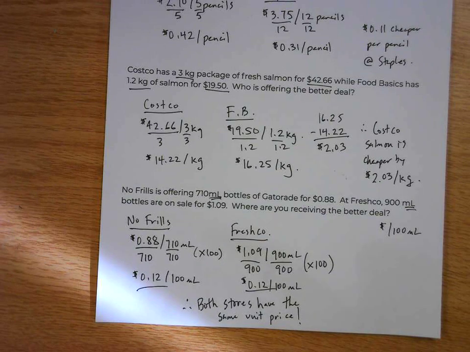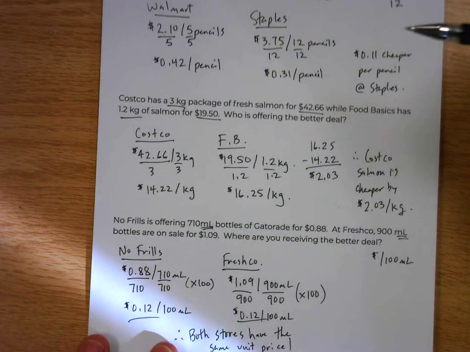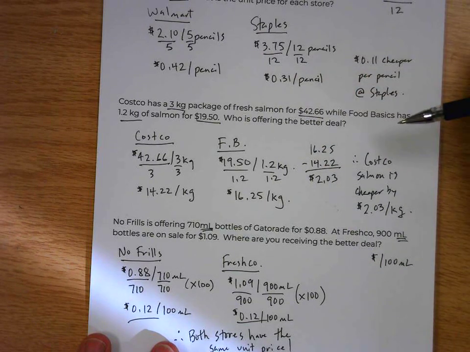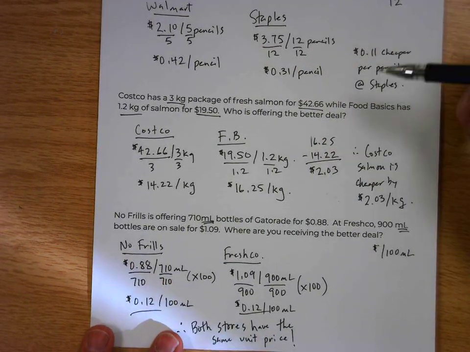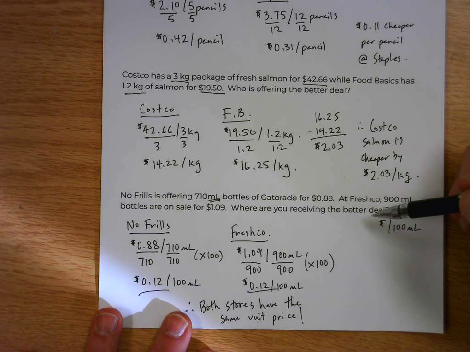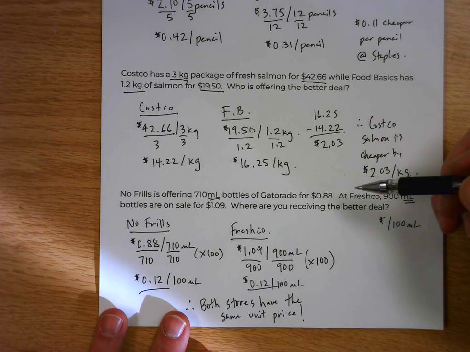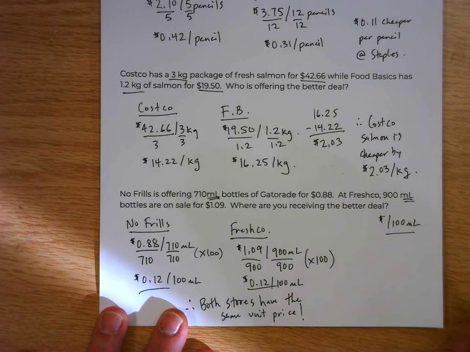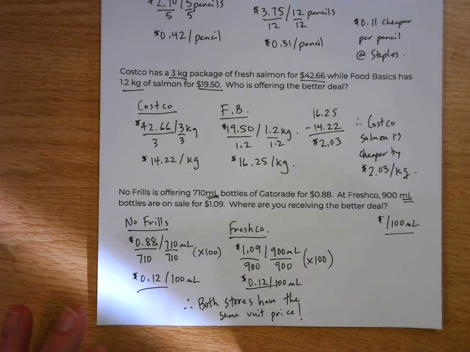Okay, so remember, when we're dealing with larger quantities, kilograms or liters, we can get the cost per kilogram or the price per liter. When we're dealing with small quantities such as milliliters or grams, we'd find the cost for 1 milliliter or 1 gram and then multiply by 100 to have a more functional unit price.